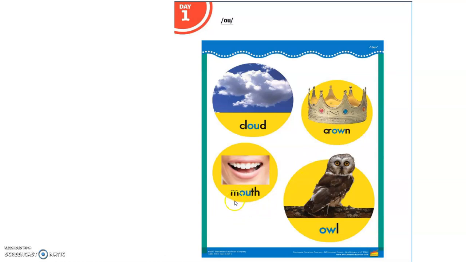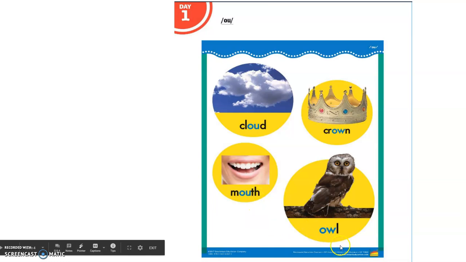Let's look at this next picture. It's a picture of a mouth. Let's look at the sounds. Ow. And then we have our sound together, right? Our digraph makes a soft sound. Ow, mouth.